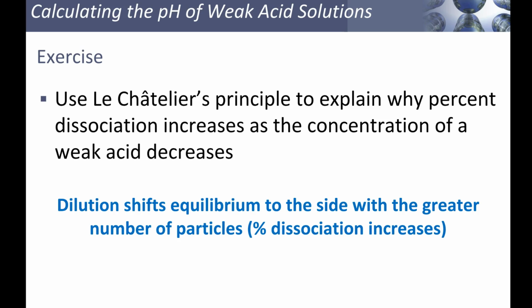So, dilution shifts equilibrium to the side with the greater number of particles. If you're taking out the acid, that's one compound, but the number of particles as it dissociates is greater. Think about entropy. You're thinking about increasing entropy. More particles, greater entropy, that's where you want to shift. Okay.